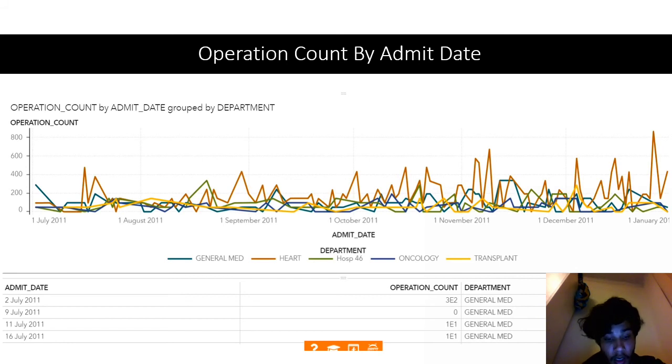to the admit date. From the visualization, it can be seen that the heart department has the highest number of operations. Also, there is a decreasing trend in the number of operations in all top 5 departments of the hospital.